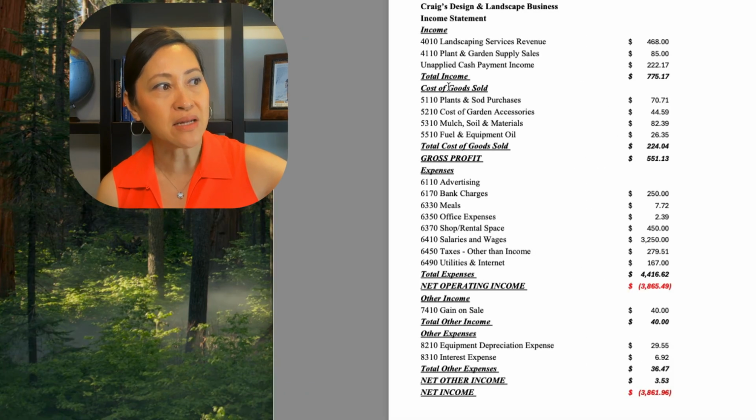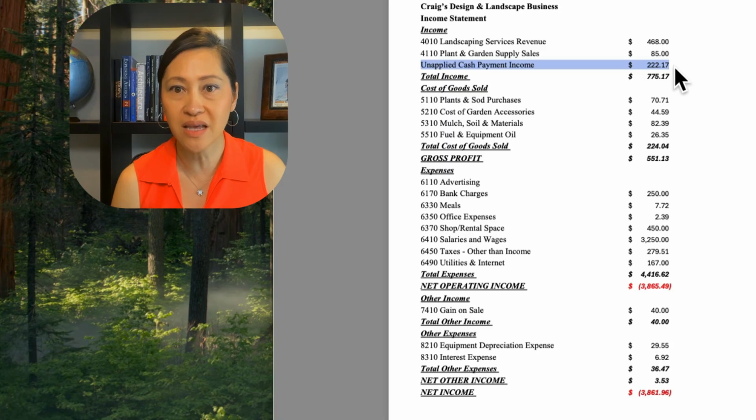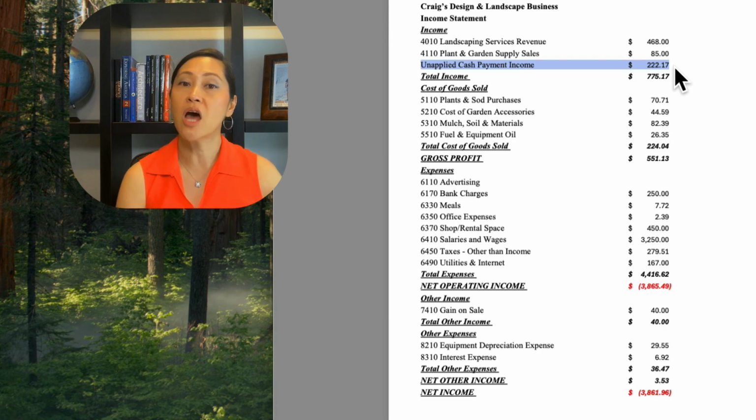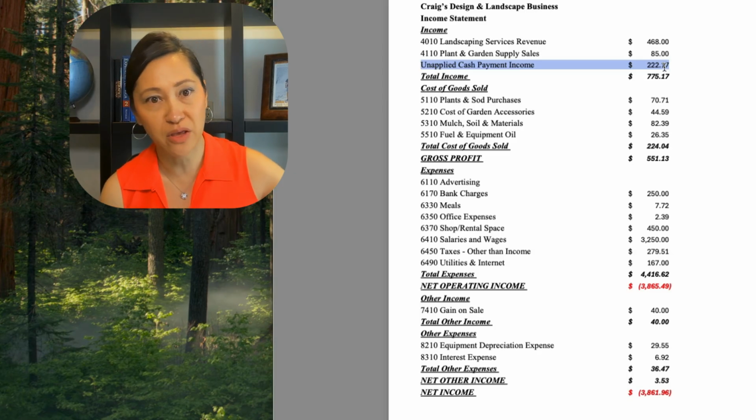Unapplied cash payment income. Okay, normally, customer payments should be applied directly against an invoice. If you see an unapplied cash payment, it usually means a payment was recorded but not matched to the right invoice. That makes income look off. We'd want to trace where it came from, apply it correctly, and make sure the books reflect the true revenue.